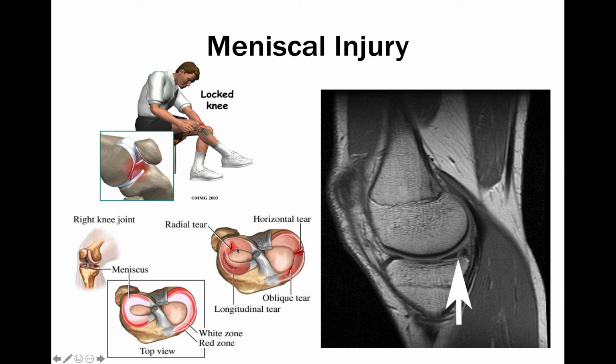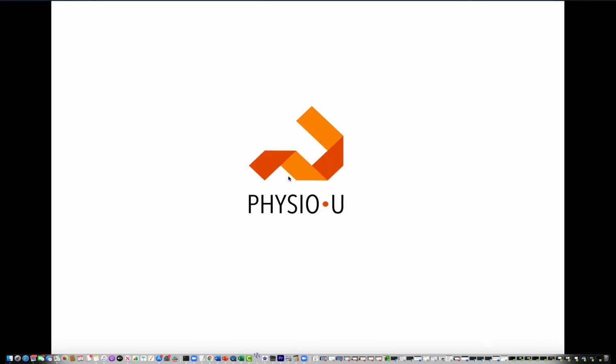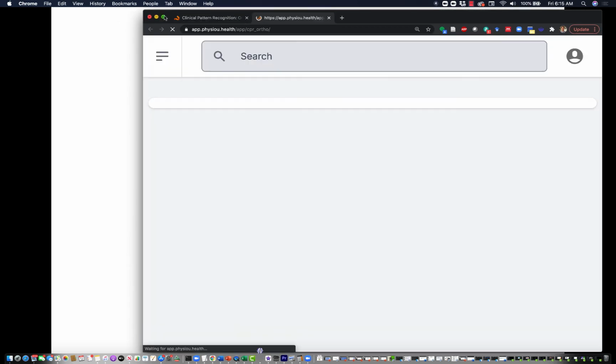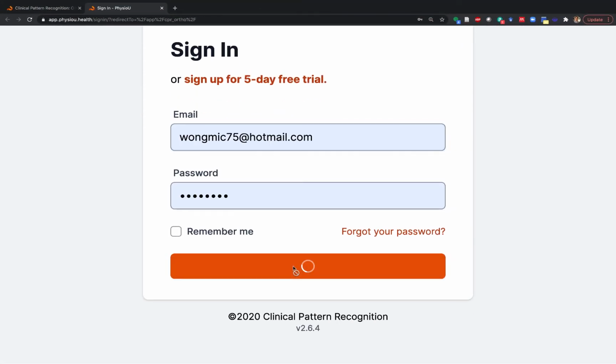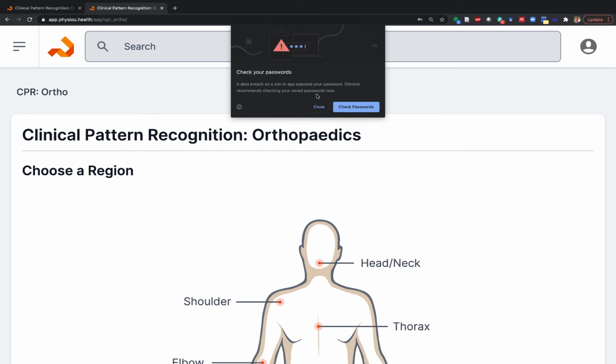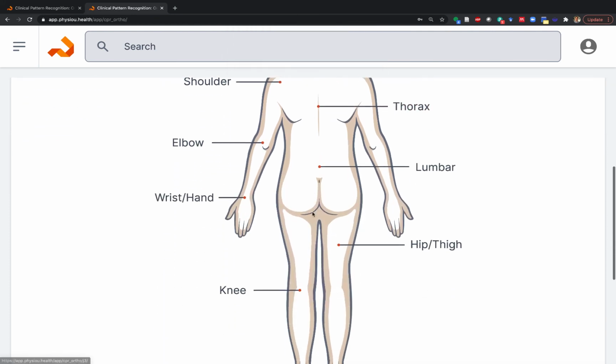Okay, so you can have all kinds of different tears. Here's a horizontal tear, a radial tear, an oblique tear. Each of these may have varying levels of ability to heal, right? So let's go and visit the app just for a second. We'll click into the app, and we are going to go into the knee joint.